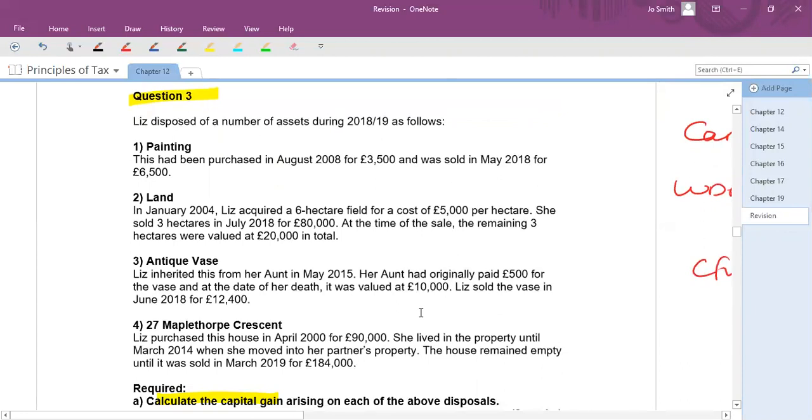As is quite common in a capital gains question, you have a number of transactions, and for each one you've got to work out what the gain should be. So if we start at the top, then we've got a painting.